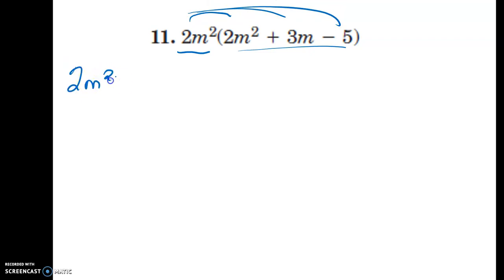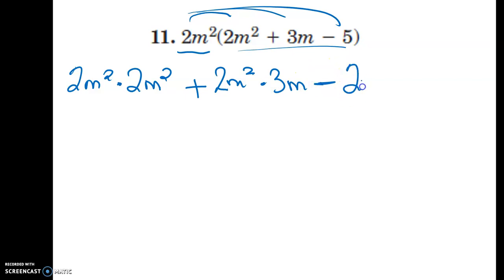I'm going to write this out the long way first, just so that we are clear on what's going on. Plus, bring down the plus sign. So it's 2m squared times 3m minus 2m squared times 5. I brought the subtraction sign and used it in the middle here rather than putting it on the 5, because that actually can change the game a little bit here if you're not careful.